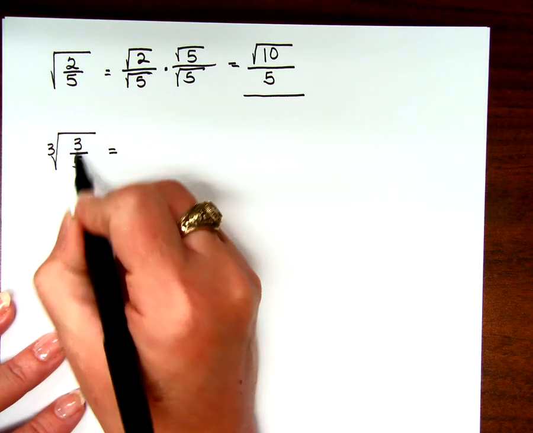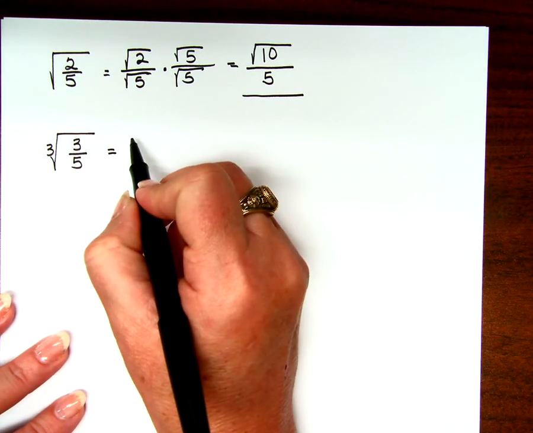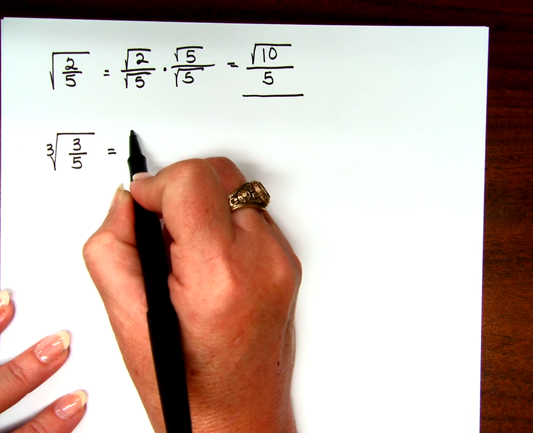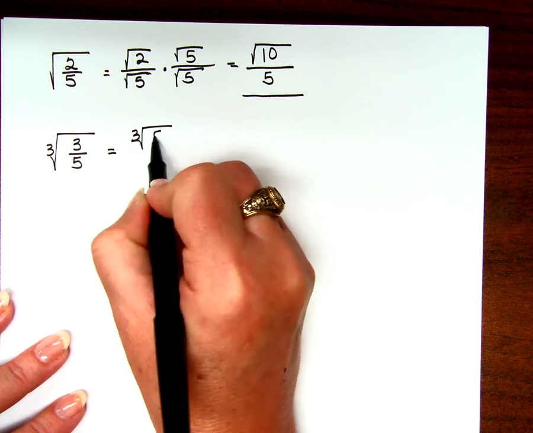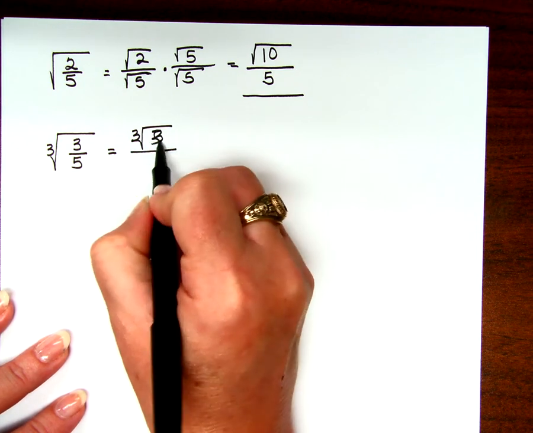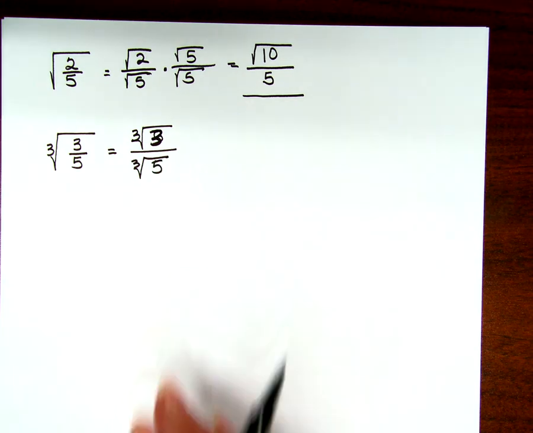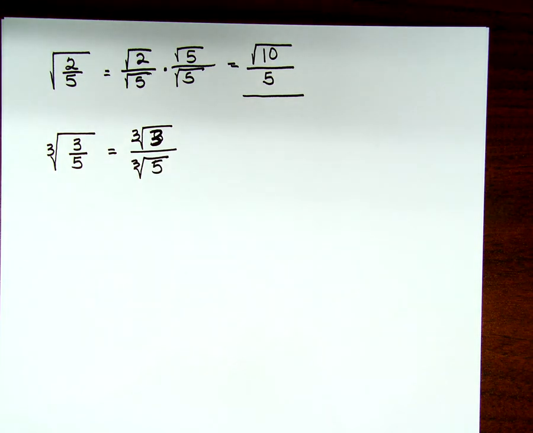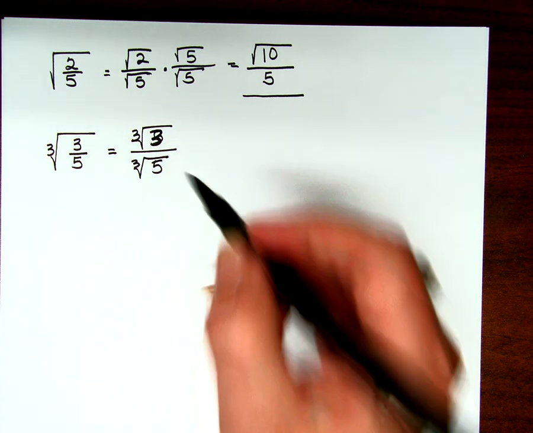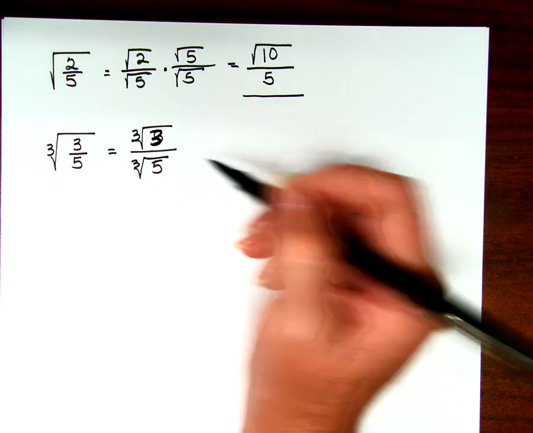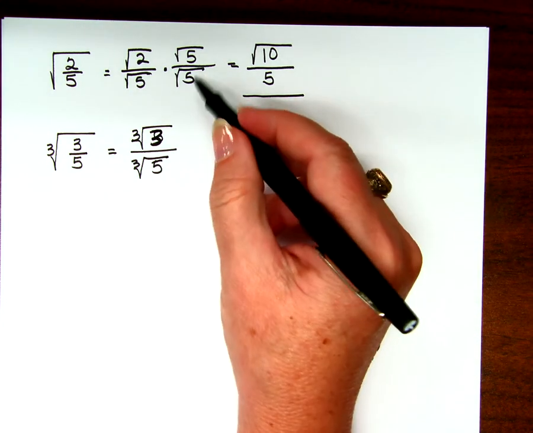So how do I want to simplify this first? We do want to split it up. Break it into its 2 parts. Whoops. That should be a 3. And that should be a 5, right? Now, most people's first inclination is to multiply top and bottom by the cube root of 5. Because that's what we did up here, right?